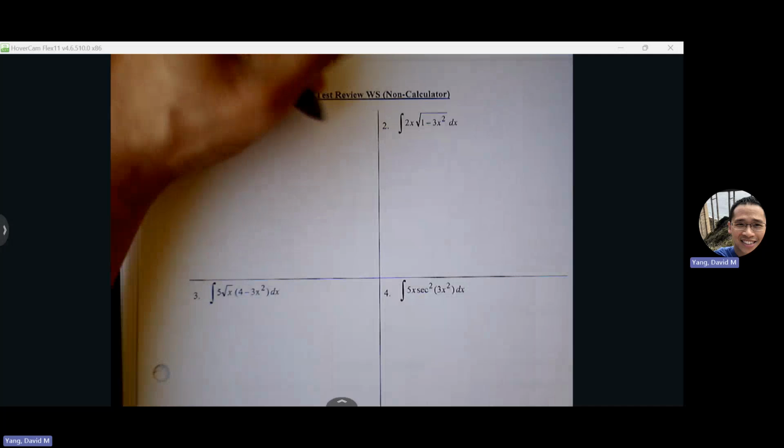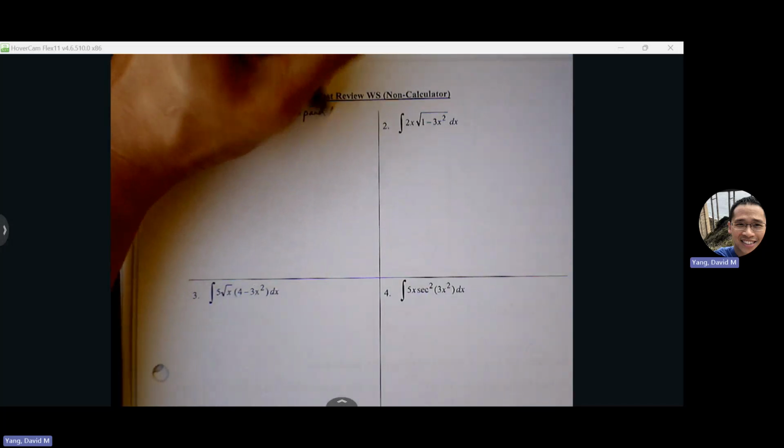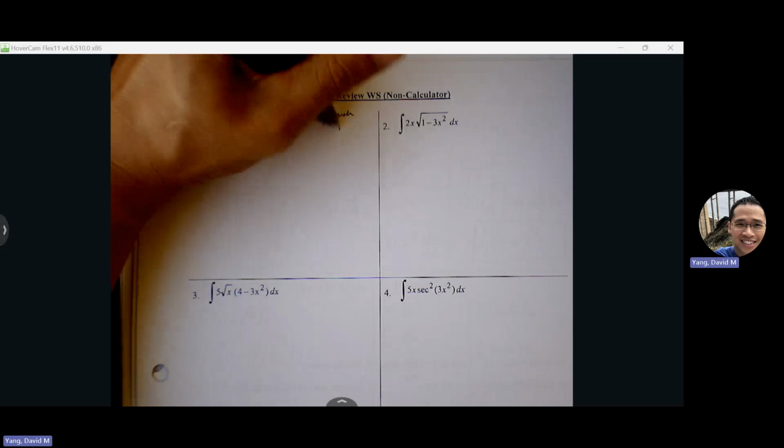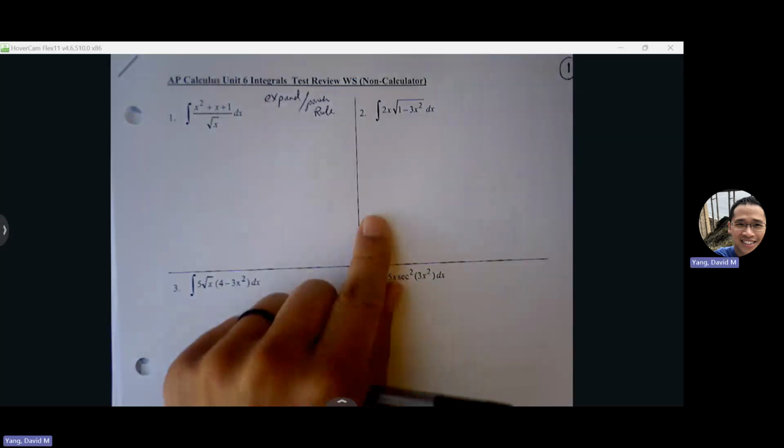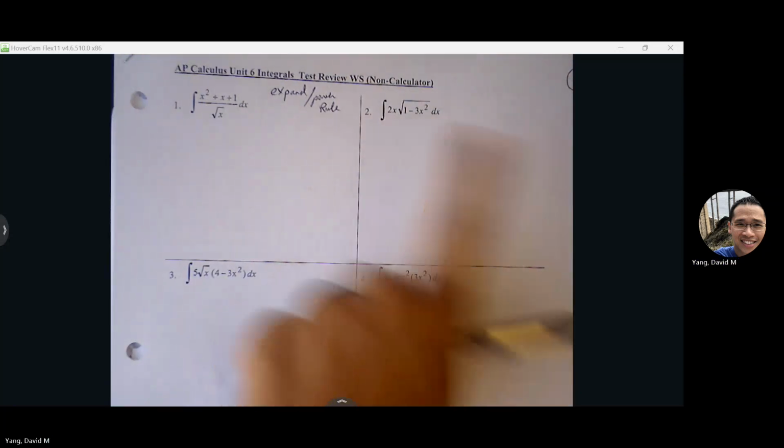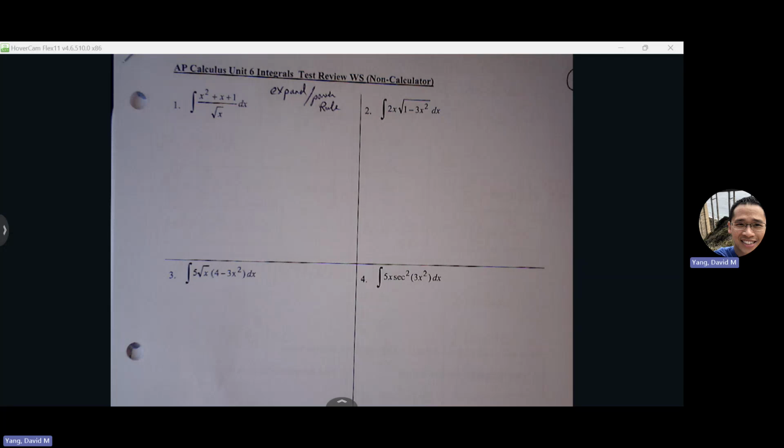Power rule, right? Expand. There's no u substitution. There's only one term here. So expand and then power rule. Okay. Number 2, what's our strategy there? U substitution. Okay. We'll get a set of parentheses to show up. What's our u value? 1 minus 3, right? Yeah.